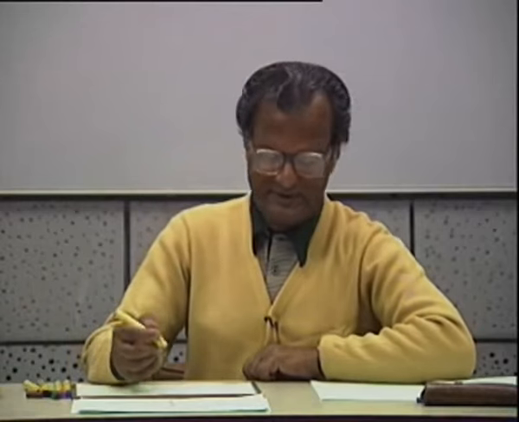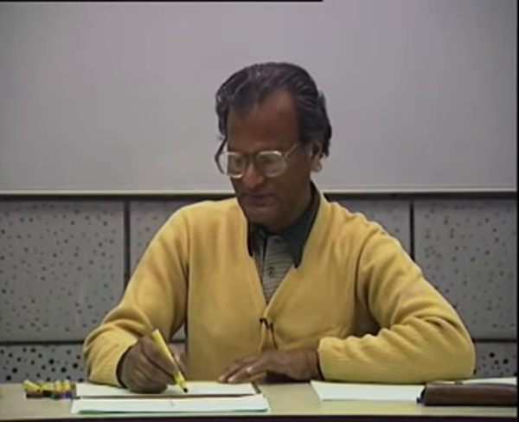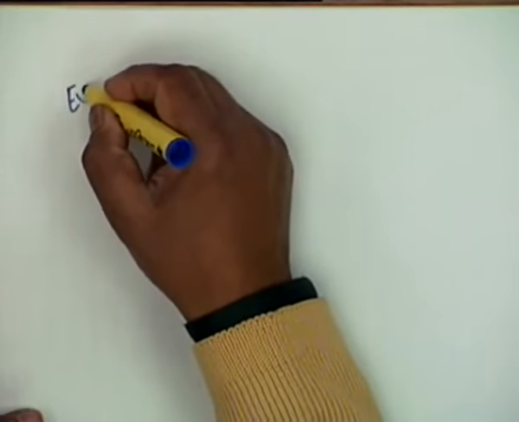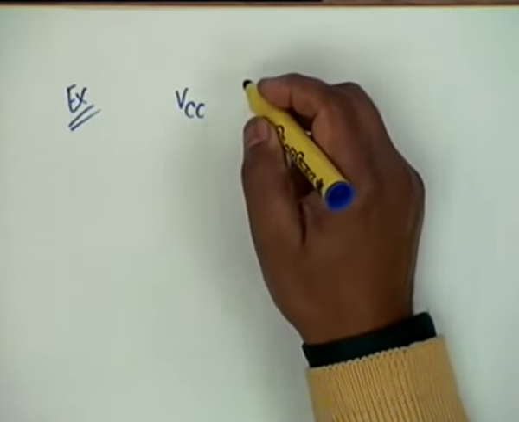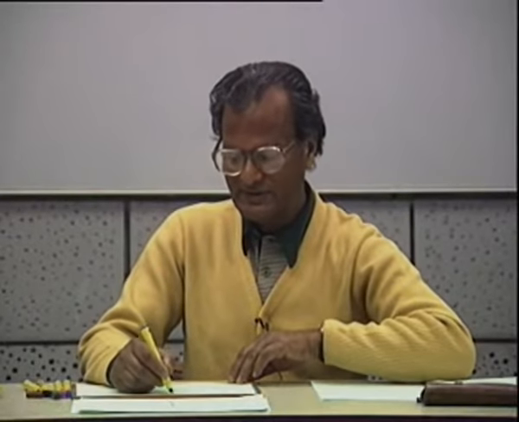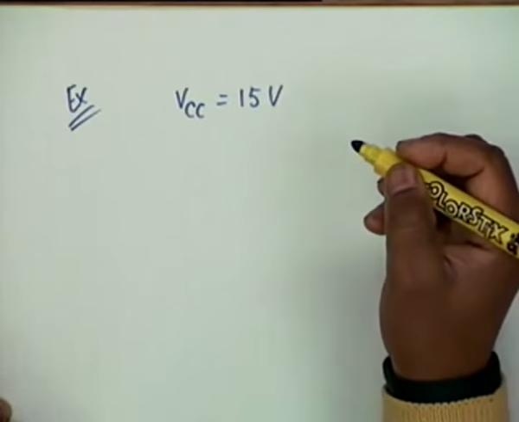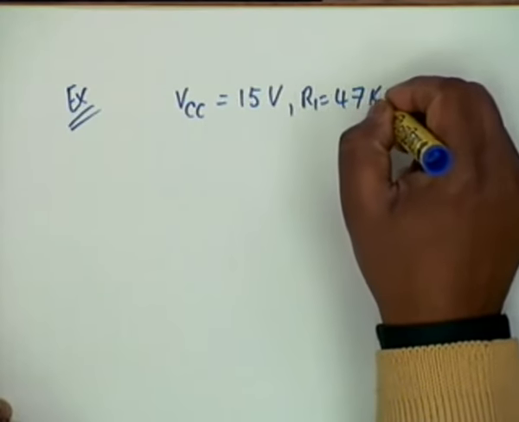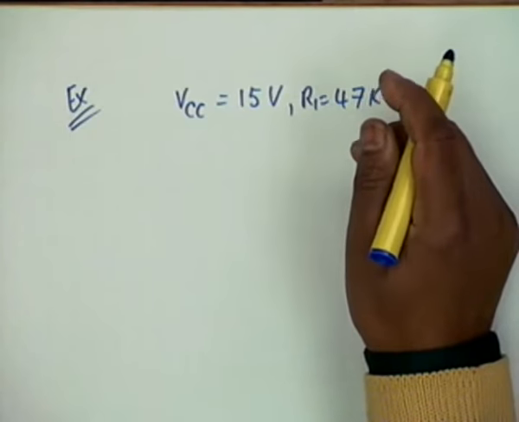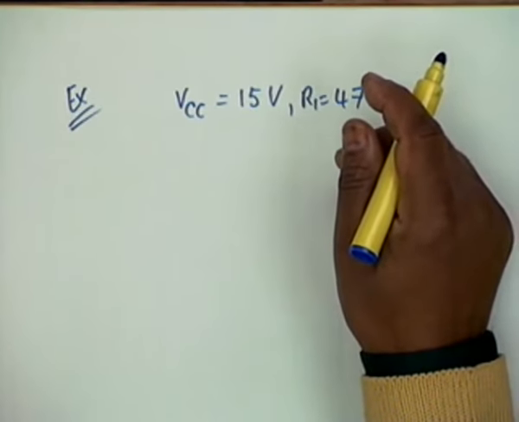We will calculate efficiencies later, but let us look at an example. Suppose in this class AB circuit, plus VCC is plus 15, minus VCC is minus 15. Suppose VCC is 15 volt and R1 is 47K. R1 is that reference resistor for the current mirror. That current mirror I showed is a simple current mirror. It could be a Widlar source, if you require much less current.